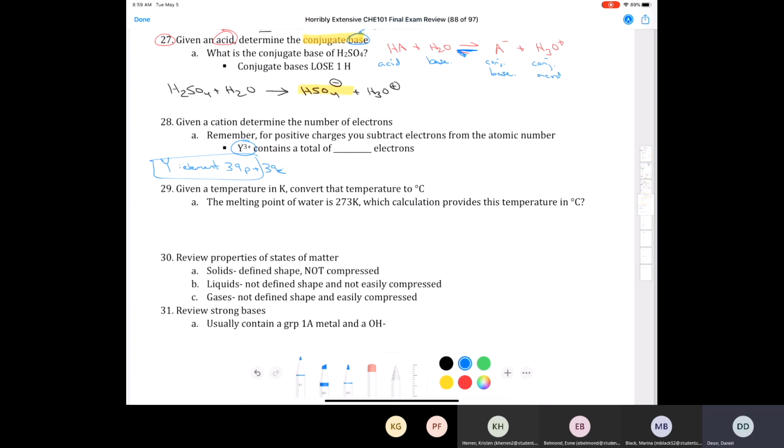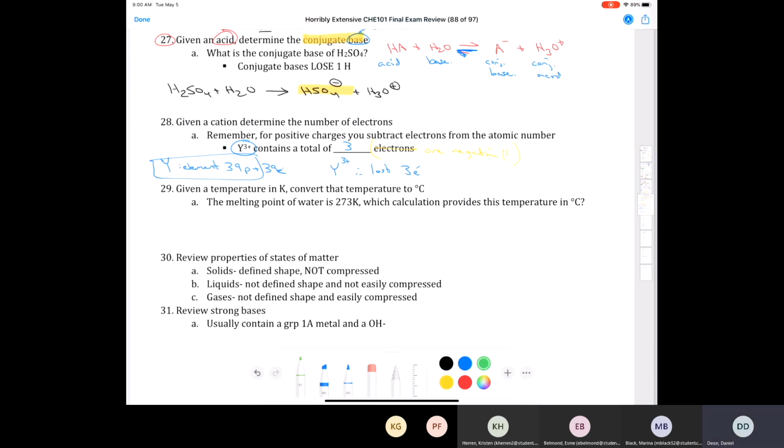So if I have Y3+, that means it lost 3 electrons, because electrons are negative. So if you lose something that's negative, you become positive. This is something you would have learned either in grade school or junior high when you subtract a negative number. Lose something negative, it's the same thing as becoming more positive.